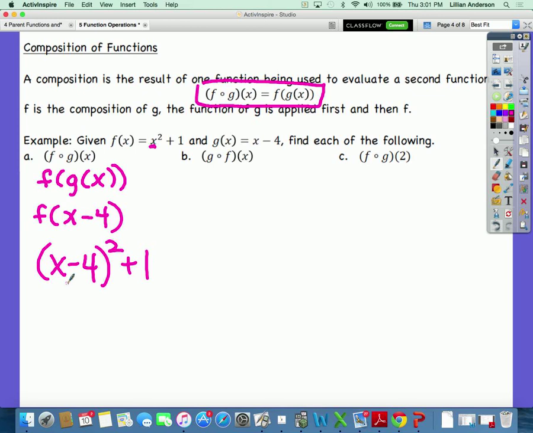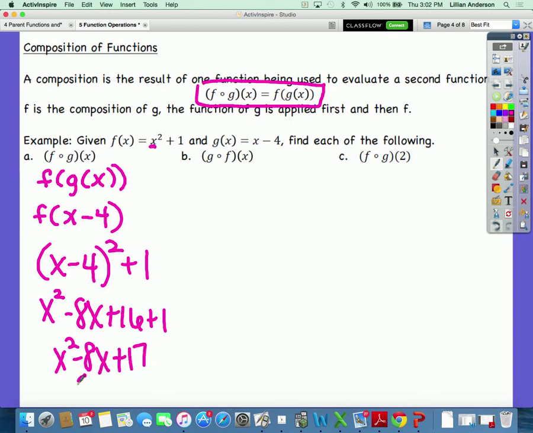Now I have to FOIL. So it's going to be x squared minus 8x plus 16 plus 1. So x squared minus 8x plus 17. And what's the domain? Because this is a quadratic.